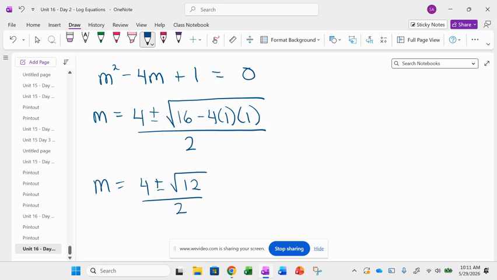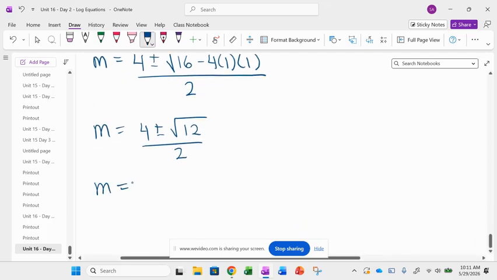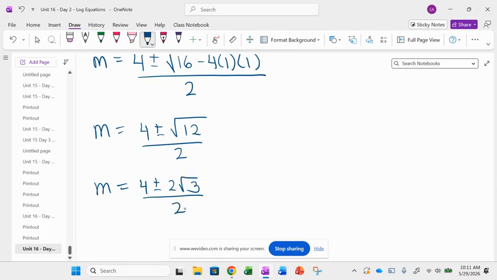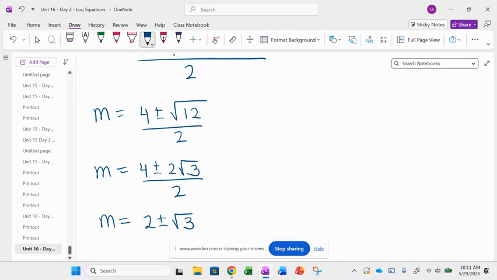Can I leave the square root of 12? No, because I can simplify that. So we're going to have m is equal to 4 plus or minus 2 root 3 over 2. As much as I would love to say this is the answer for m, it's not. Why? What's the last thing we can do to get our correct answer for m? Good. Pull out a GCF of 2. And when we pull out that GCF of 2, we're going to get m is equal to 2 plus or minus the square root of 3.